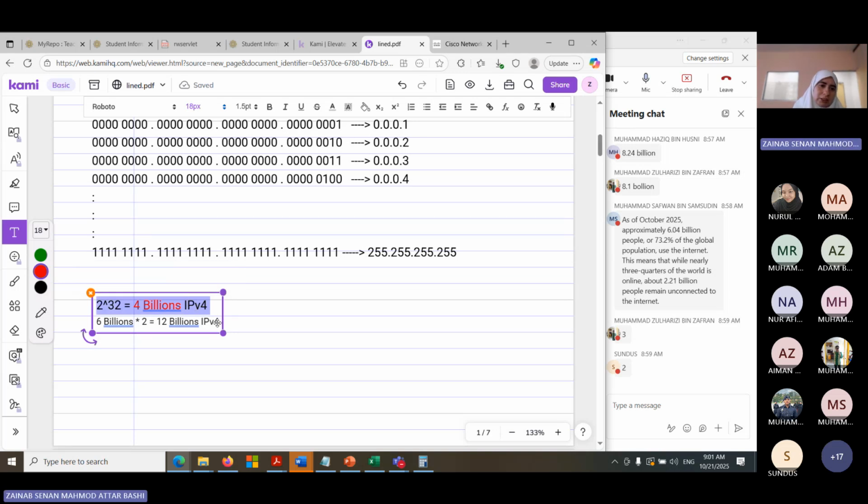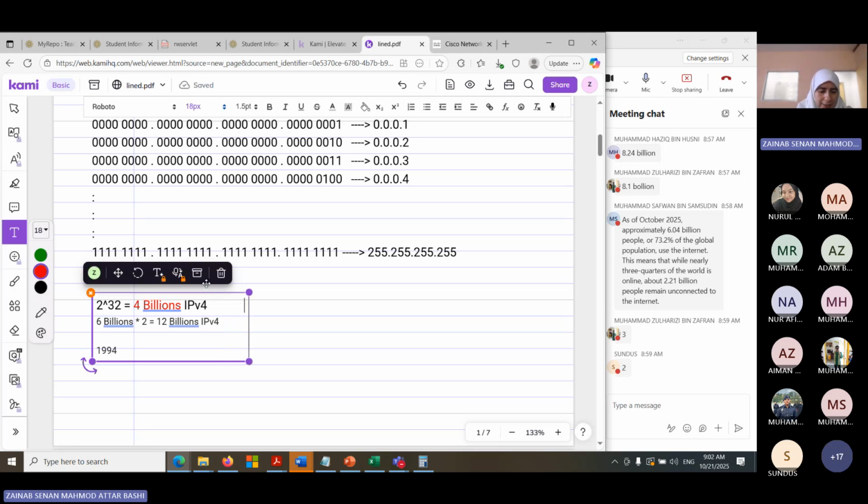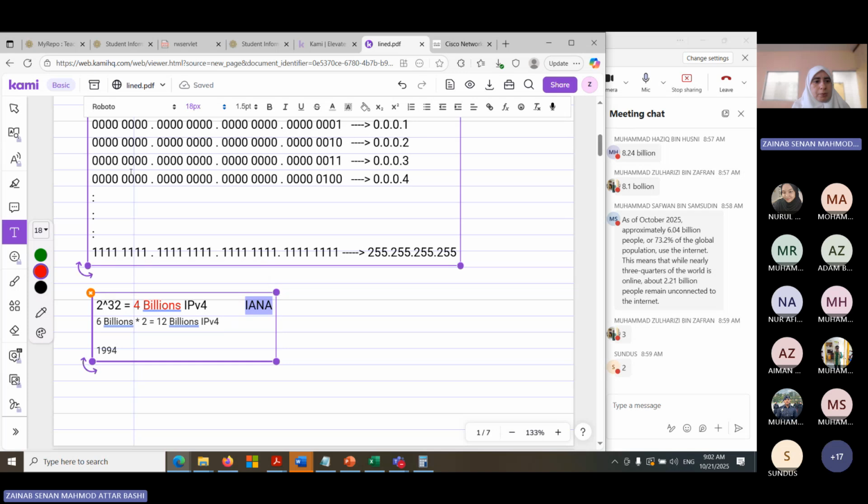So in around 1994, if I'm not mistaken, the organization, and one more thing, who is giving the IP addresses? There is an organization called IANA. IANA stands for Internet Assigned Numbers Authority, or something like that. Any country that wants to use the internet will go to IANA and ask for a range of IP addresses. Remember, these IP addresses cannot be duplicated.